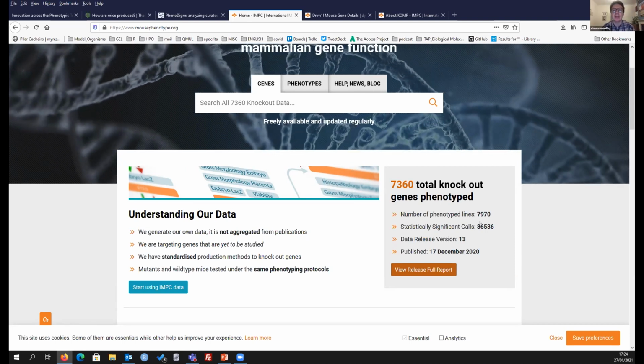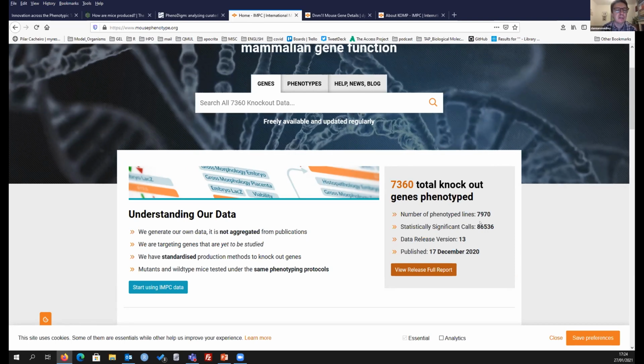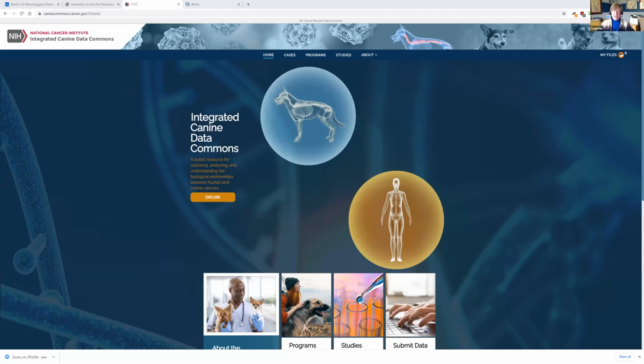Okay, thanks, Pilar. I guess we can move on to Todd now, if you're ready, to describe the canine models. Yes. Yeah, and I will briefly share my screen as well, since this may not be something that people are familiar with. I work on the Integrated Canine Data Commons. This is part of NCI's initiative called the Cancer Research Data Commons, where data from various cancer projects are stored in cloud-based systems, and users can get access to it from there.